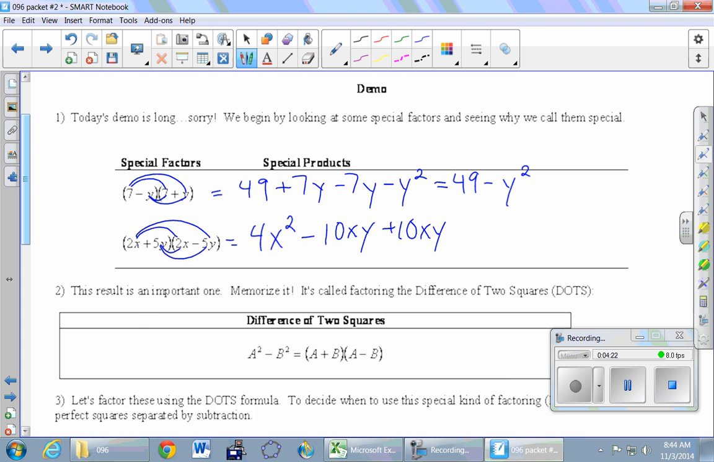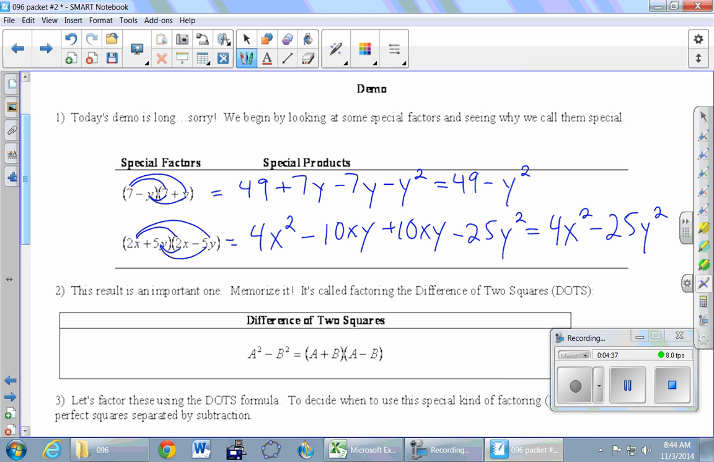And then the last, minus 25y squared. And again, these 2 things in the middle, the outer and inners, cancel perfectly. So we just get 4x squared minus 25y squared. And the idea here is that we should recognize the pattern that makes these things in the middle cancel.